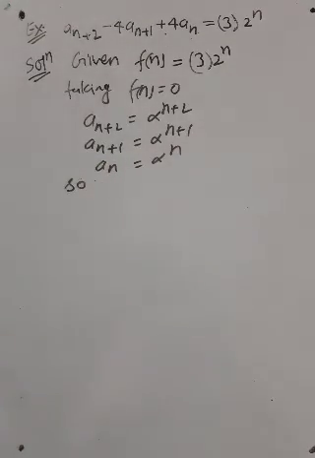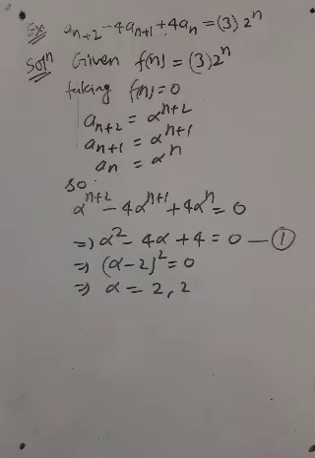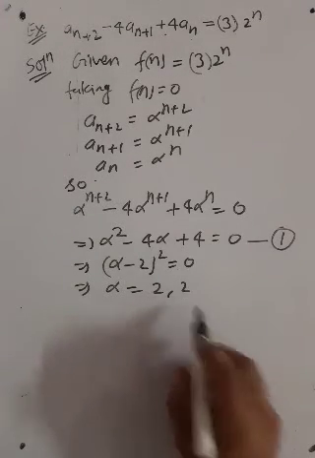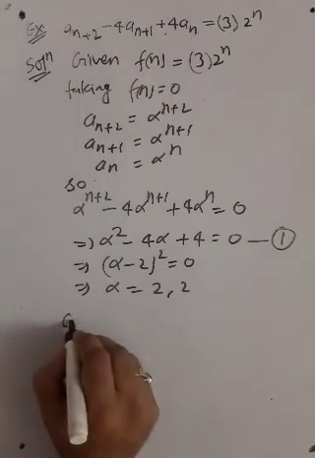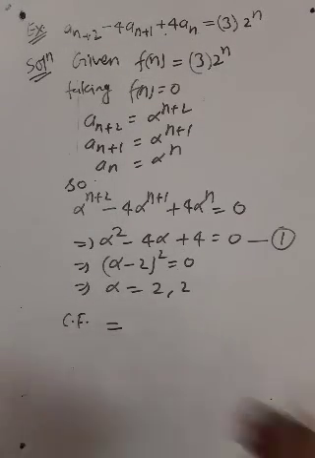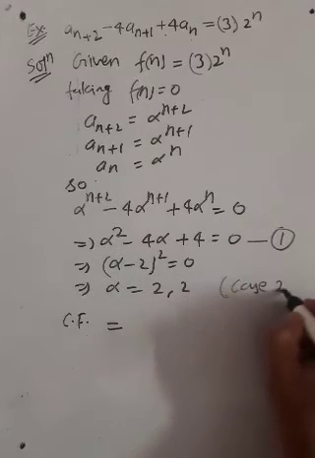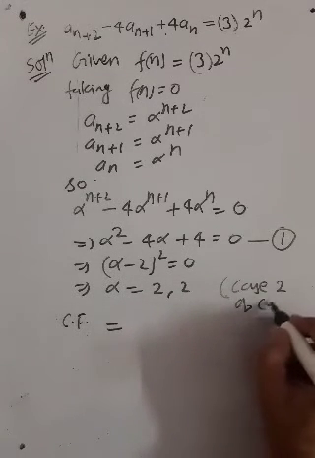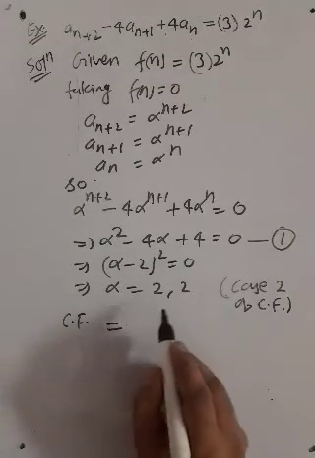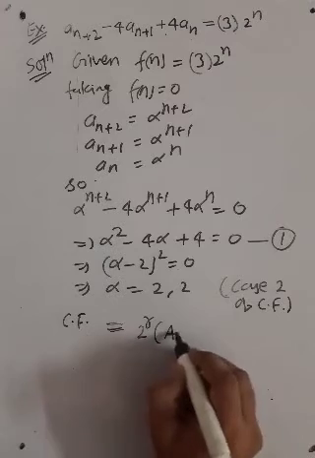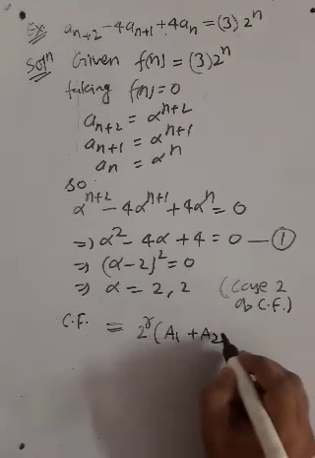So we have the characteristic equation, and the root of this characteristic equation is 2, 2. These are real, and the repeated value 2 occurs 2 times. So this is case 2 of CF calculation. 2 occurs 2 times. So CF is equal to 2 raised to R, A1 plus A2R.